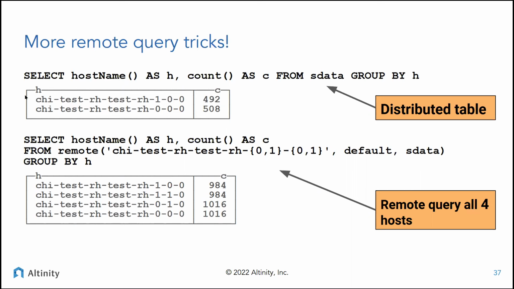Now that's just going to look at two, because it's a distributed table. It's only going to show one replica from each shard. If I want to see all shards, I'm two by two here, I can use the query that's shown below. Remote supports this kind of interesting substitution syntax, and it will go and give you copies from everything.